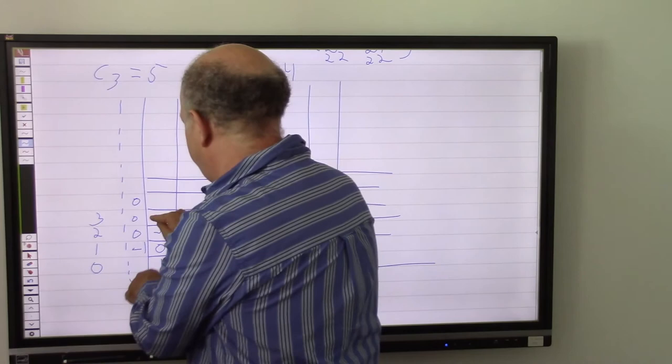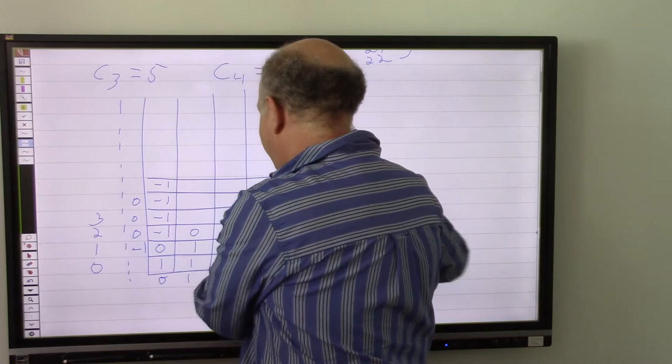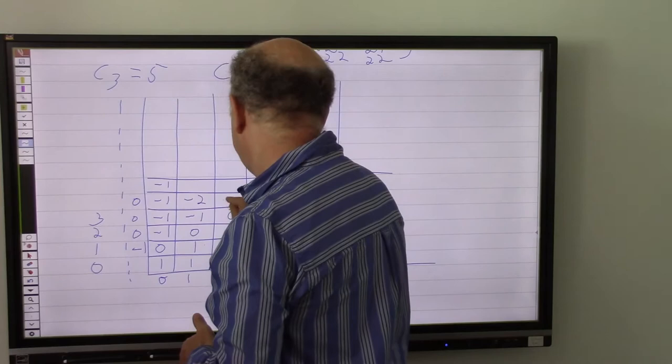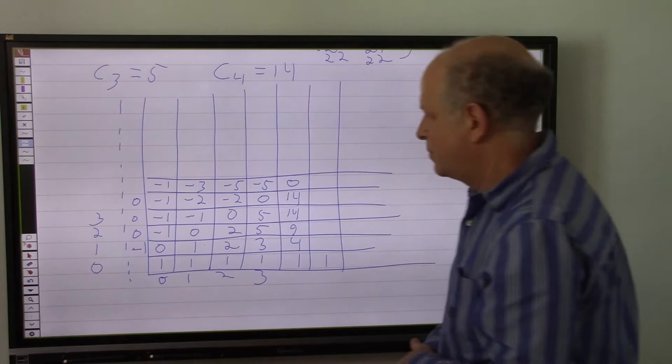This will be basically the other table reflected. So this will be minus one. This will be minus two. This is minus two, minus three, minus five. Isn't the first column also zero? The one you've labeled minus one.